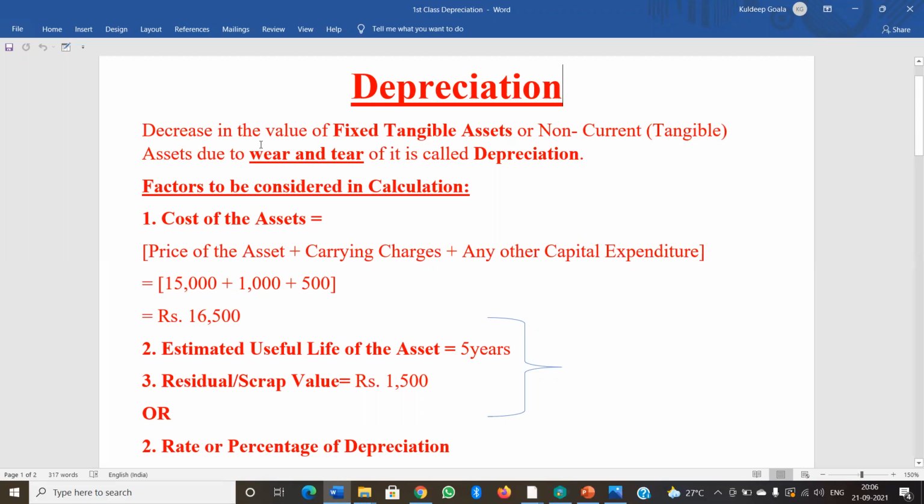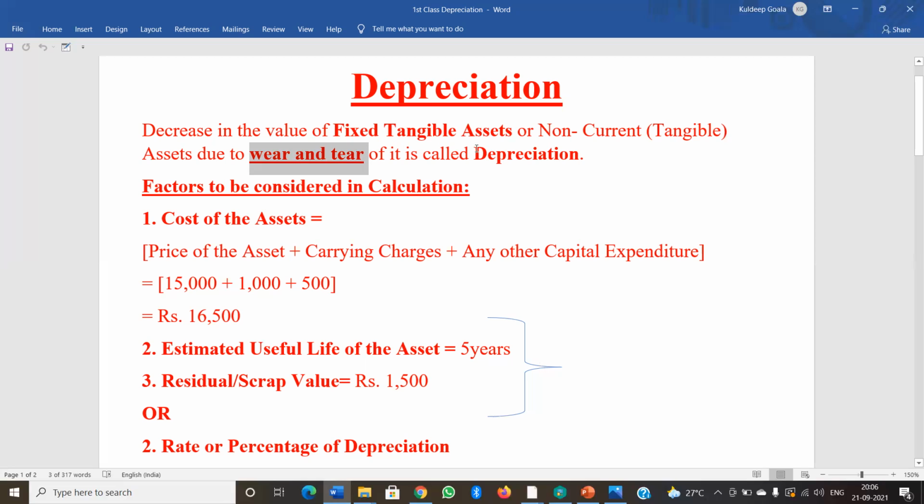What do we call the use? We call it wear and tear. As you use something, there will be wear and tear. The phrase wear and tear means using a particular thing, and because of the use, the value of that particular thing is getting decreased. So when we talk about depreciation, it is all about decrease in the value of fixed tangible assets.